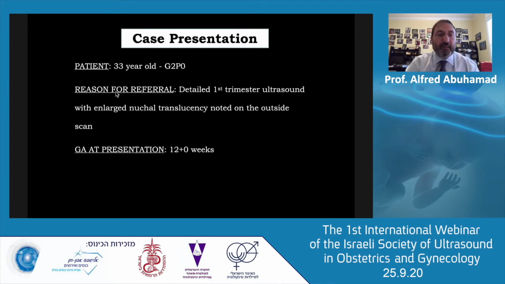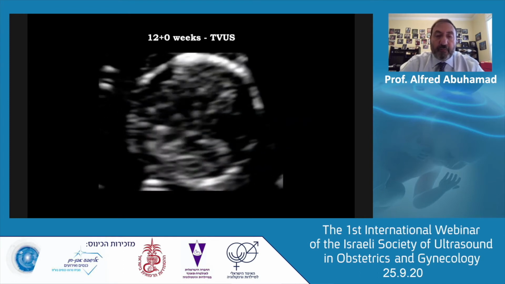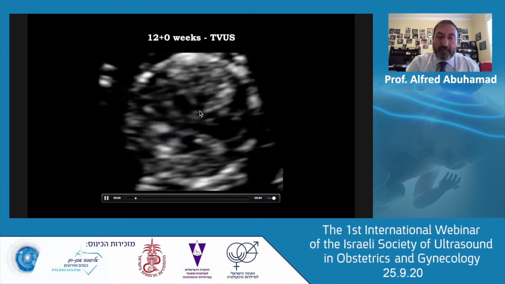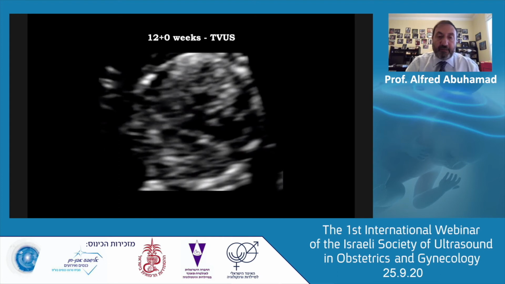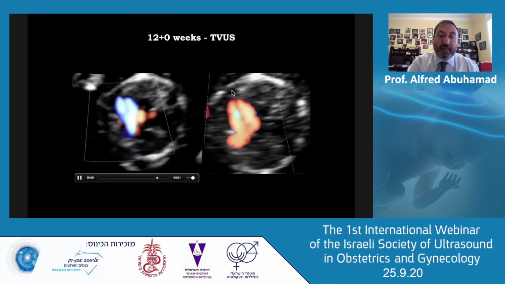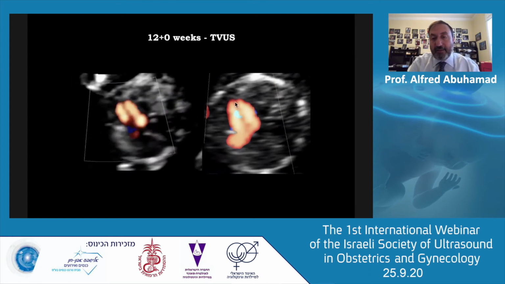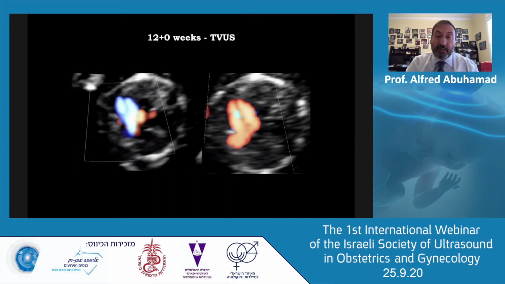This is a case presentation to show you. A 33-year-old was referred for a first trimester ultrasound because the nuchal translucency was enlarged. She was at 12 weeks. Here's the 4-chamber view without color. It's hard to see. The cardiac axis is here, the spine is here, so there seems to be a significant cardiac axis deviation. When you add color Doppler, you see the 4-chamber view and the axis very well. So you know that this is a significant cardiac axis deviation, almost 90 degrees. So we are suspicious that there's a problem.